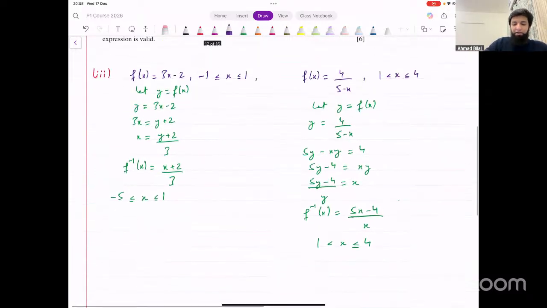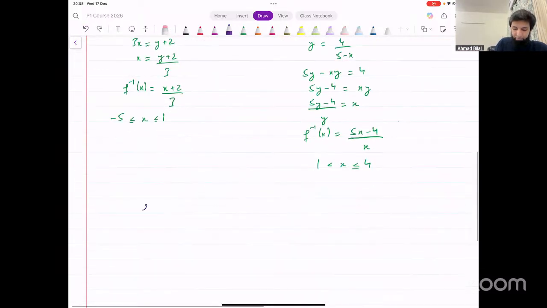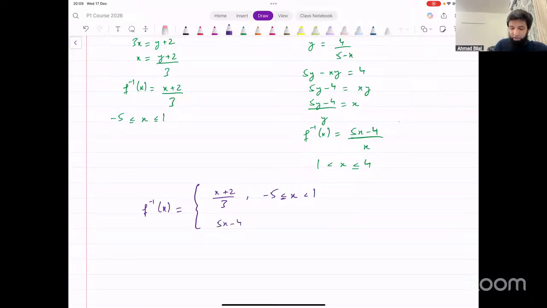If we wanted to write it in a similar format, like they did here, we could say f inverse of x is equal to two parts. One is (x plus 2) over 3, which is valid when x is between -5 and 1. And the second part is (5x minus 4) over x, and that is valid when x is between 1 and 4. That's what the inverse function would look like.